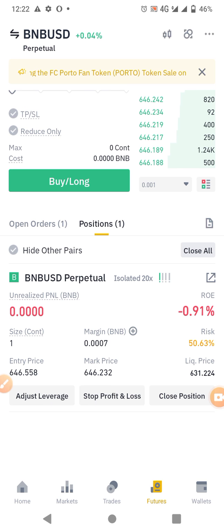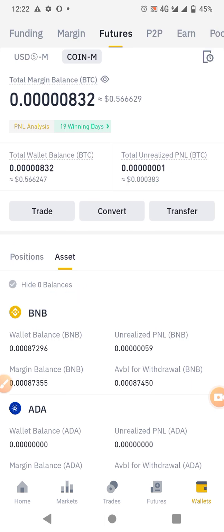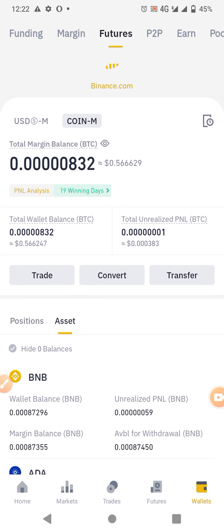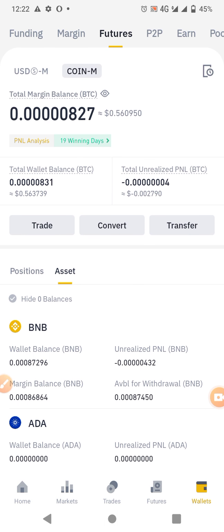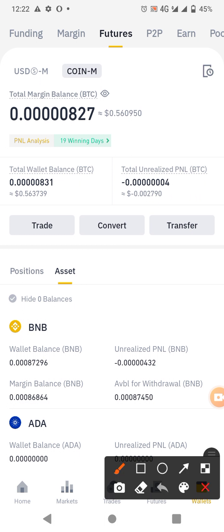Are you getting me? Now let me go back to my wallet. You can see because I'm losing money at this particular time, my total unrealized PNL is minus 0.000. If I'm gaining money, it will be plus. So until I withdraw the money, that will be plus. Are you getting me?